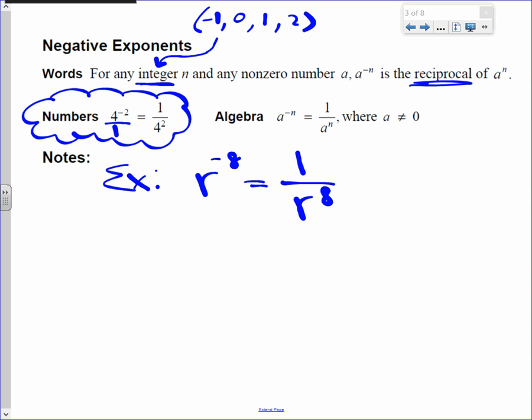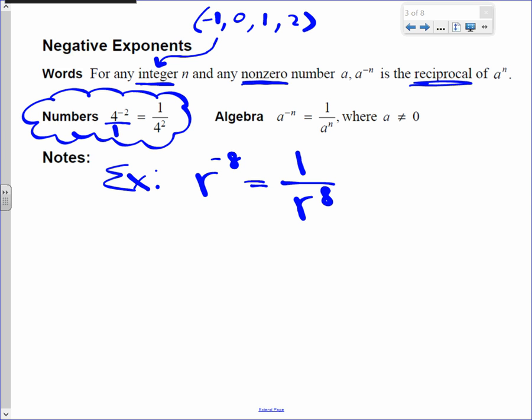Go ahead and give me the question. A non-zero, yeah. So A cannot be 0. This only works for any number that's not 0. If you have 0 to a negative power, it's undefined.